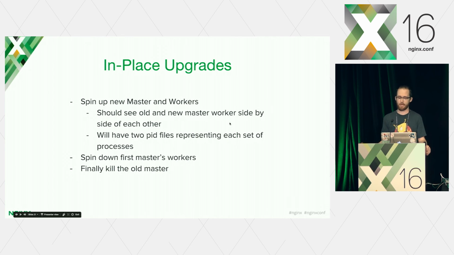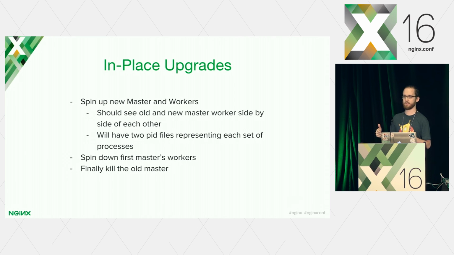So there's the nice operation of in-place upgrades for NGINX. This allows you to spin up a second set of processes right next to the original master and worker processes, and then switch all the connections over to them. The first step is you spin up a second master with all the workers sitting next to it. So you have two different sets. It also makes a separate PID file for each.